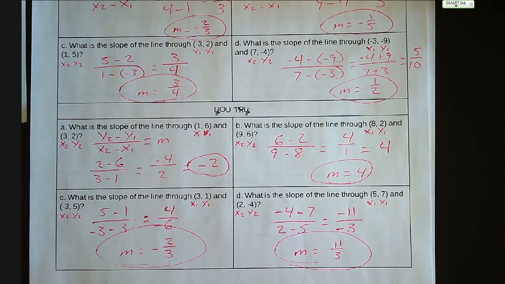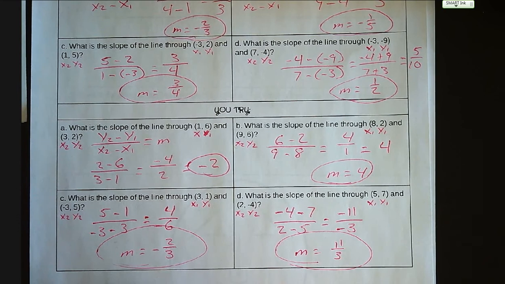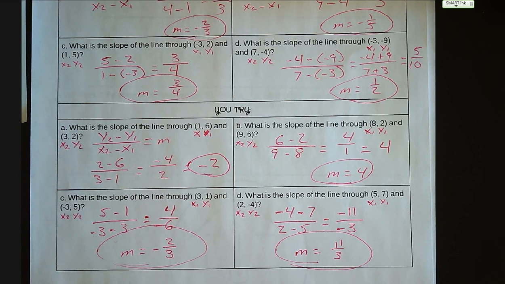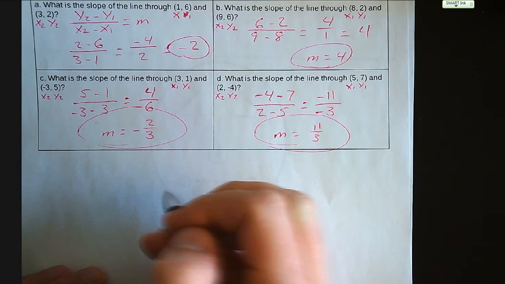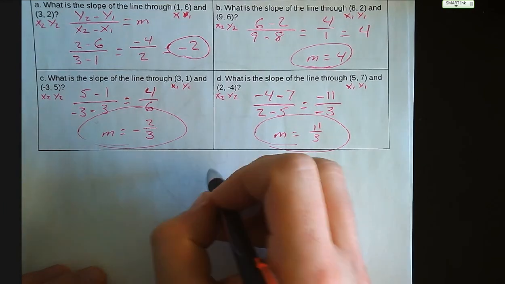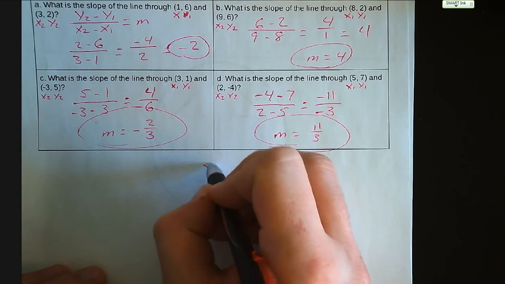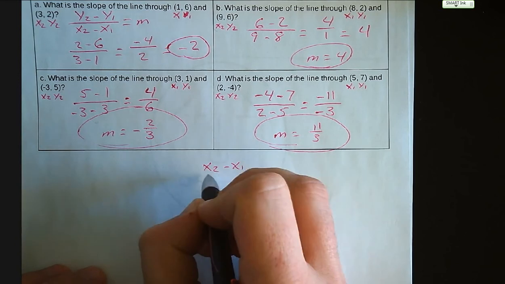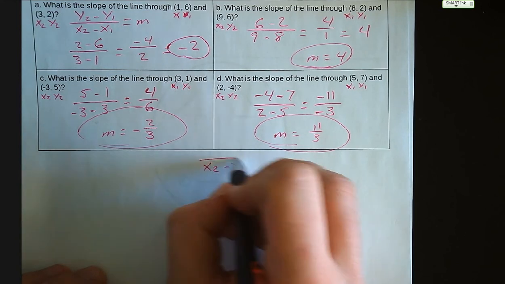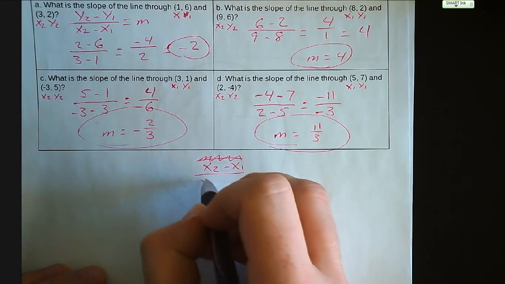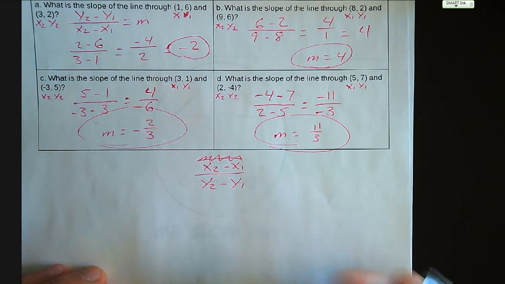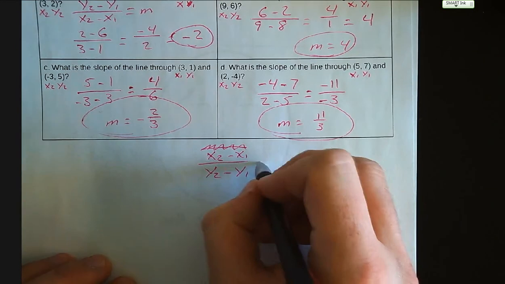Now, Mr. Wolf, what if I pick the points in the other order? What if I decided that I'm going to use x1 minus x2 instead of x2 minus x1? Am I going to get the same answer? Well, let's try it. Let's flip them around. We're going to just flip the order of our two ordered pairs, sometimes we do that, just to see.